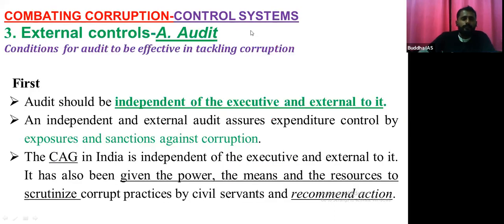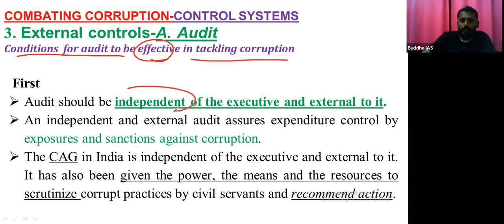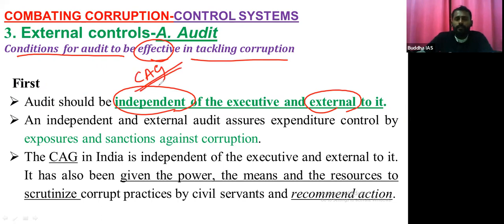Let us discuss this. Conditions for audit to be effective in tackling corruption. Audit should be independent of the executive and external to it. Very important. In the chapter like CAG in polity, these points are not mentioned. So how to make CAG effective?